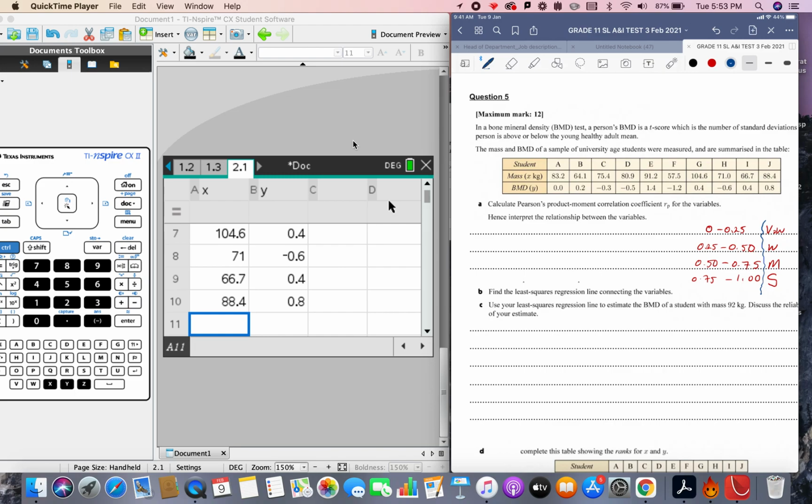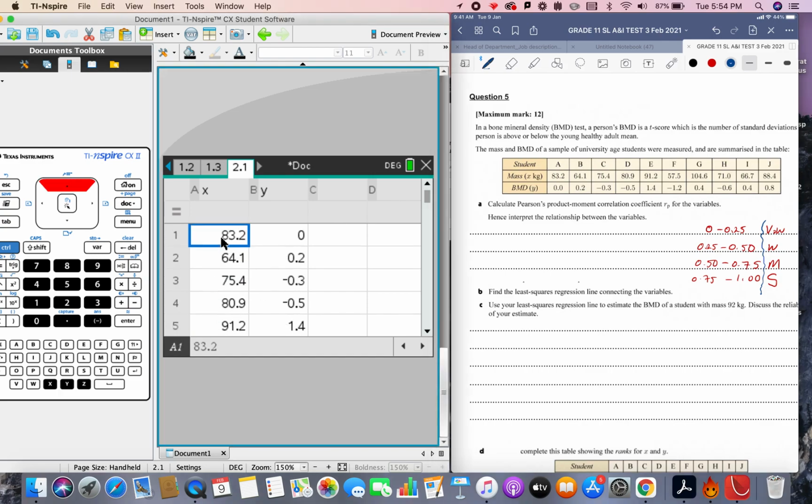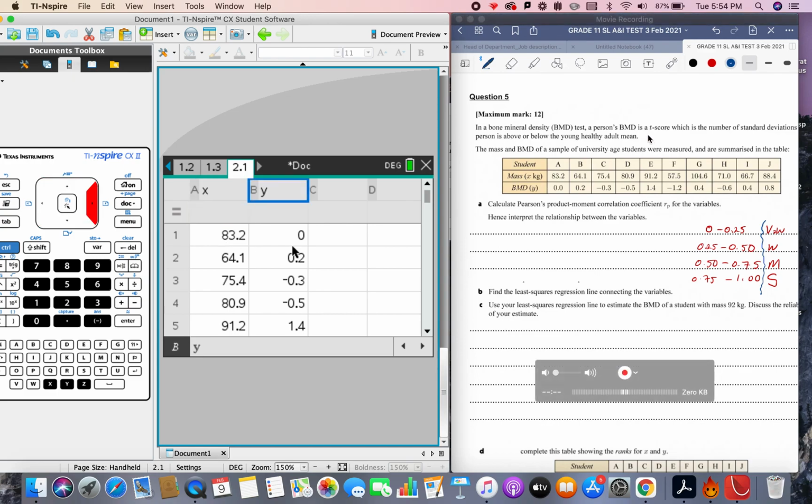So here's a correlation question now, and I've kind of zoomed ahead a bit. I've already uploaded my data into a spreadsheet on my TI-Nspire and labeled it X and Y, and made sure I had all the details. As we read over here, a person's bone mineral density is a T-score, which is the number of standard deviations a person is above or below the young, healthy adult mean. And here's a bunch of university-age students measured to see if there's any link between the mass of a student and their bone mineral density.